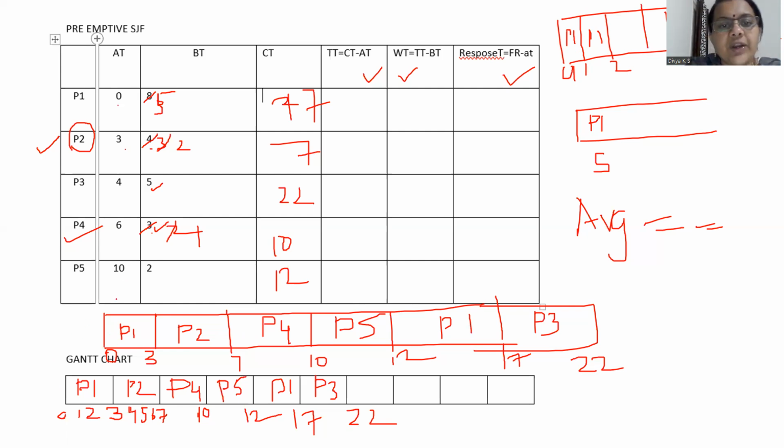Okay, then after this, find the turnaround time, waiting time and all, and find the average. This is it. Now try the same problem with preemptive and non-preemptive, then you will understand what the difference between them is.